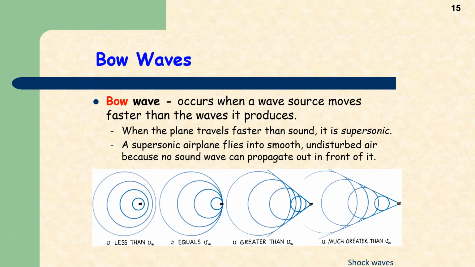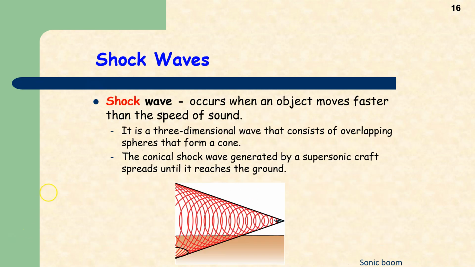So this is called a bow wave, and of course it is a type of shock wave, and this occurs whenever an object moves faster than the speed of sound or the speed of the wave in that medium. And it's a three-dimensional wave that consists of overlapping spheres that form a cone, specifically with sound. The conical shape generated by a supersonic aircraft spreads until it reaches the ground.